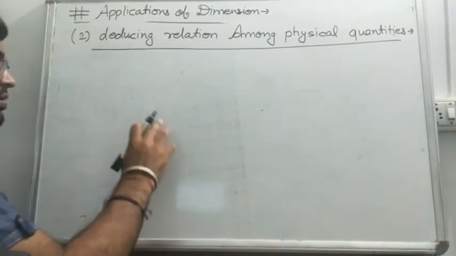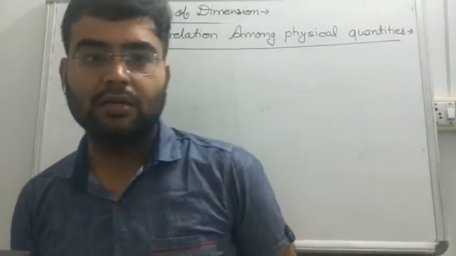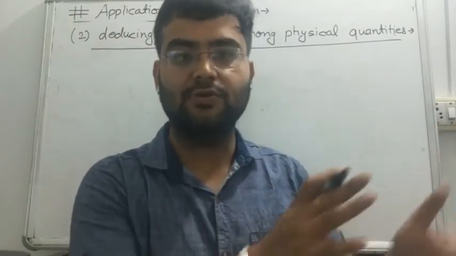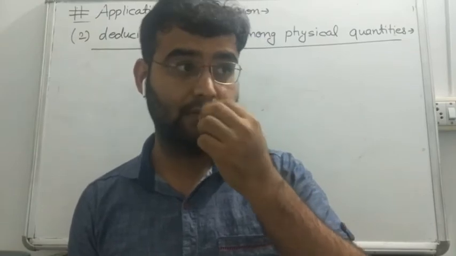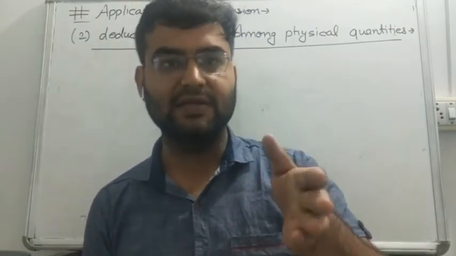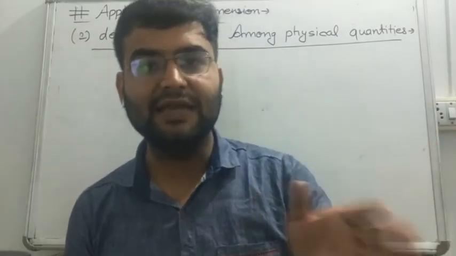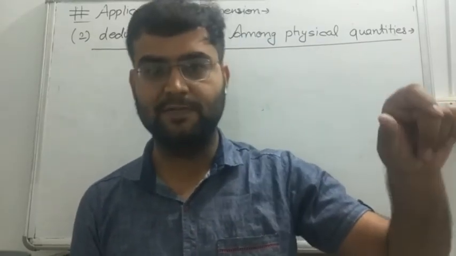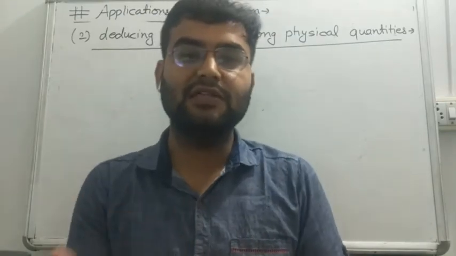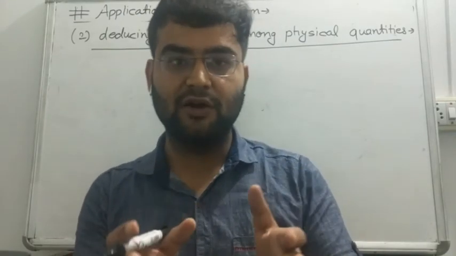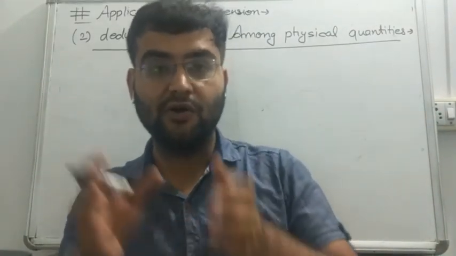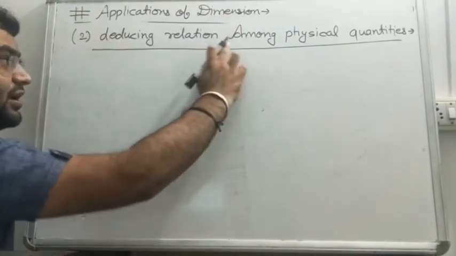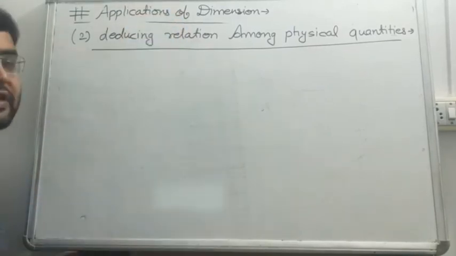So class, many times you have read, many times your teacher has told you that a physical quantity depends on another quantity. Just as I am saying that the velocity of an object depends on distance or displacement and time. Then tell me, what is the formula of velocity? How does velocity depend on length and time? So for this, we can deduce the relation among physical quantities with the help of dimension.